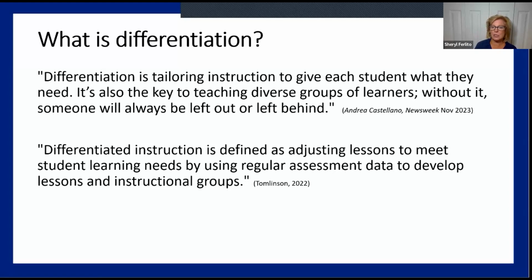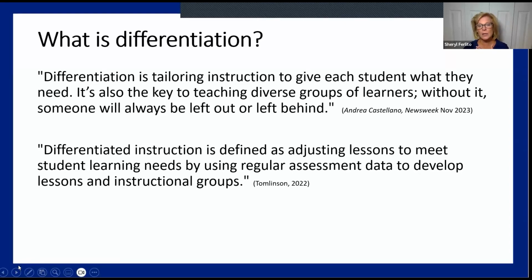Tomlinson: differentiated instruction is defined as adjusting lessons to meet students' needs. So are you thinking about adjusting lessons for whom? For all kids, just the kids at risk? We'll answer that question. We have to use data. So are you thinking about responding to data when you think about differentiation? Are you thinking about developing lessons in instructional groups when thinking about differentiation? No wonder it's such a heavy lift when we think about everything that we want differentiation to do. It's a lot for teachers to grapple with.